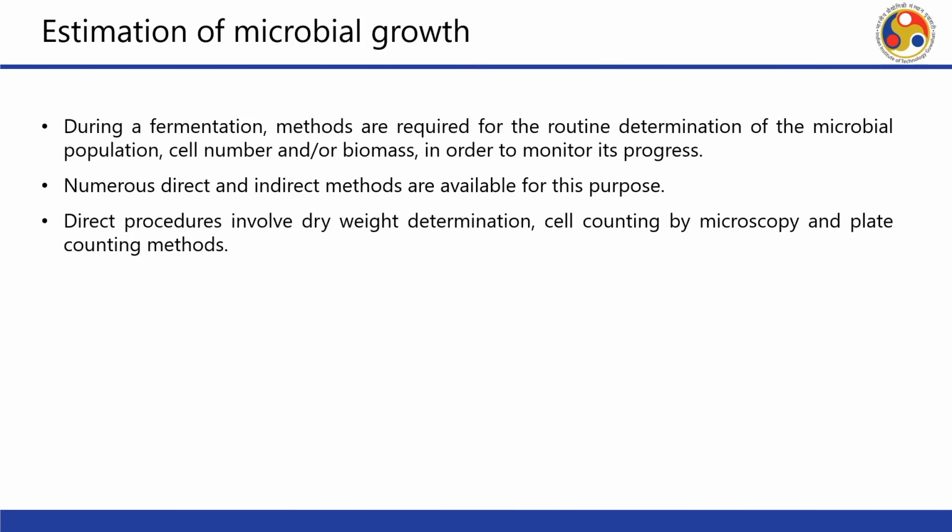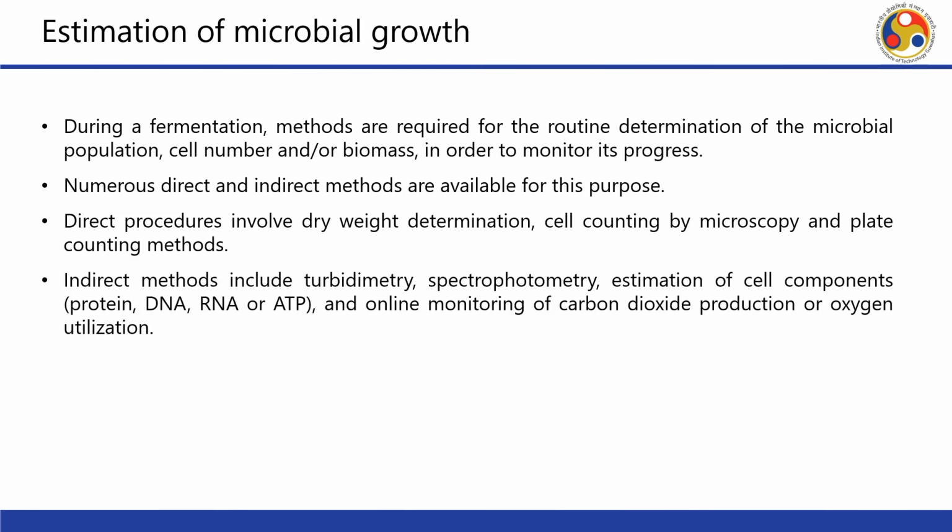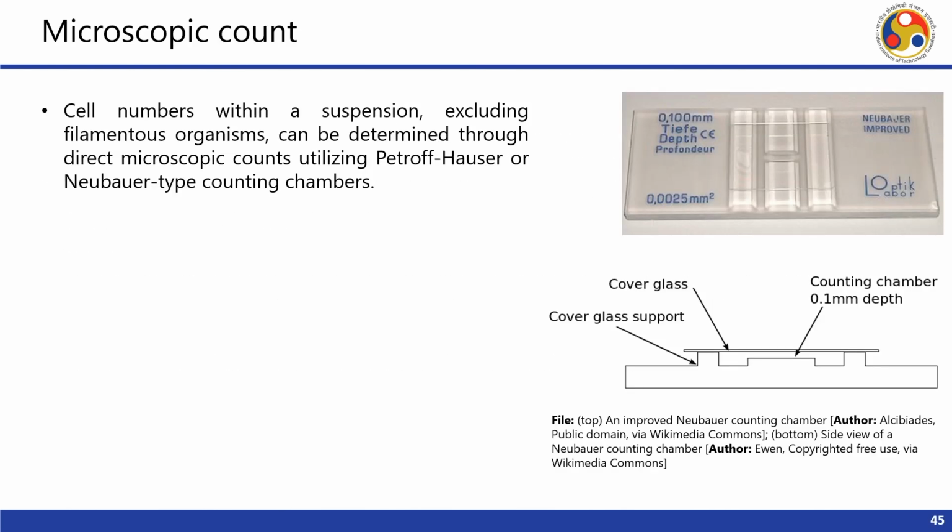Direct procedures involve dry weight determination, cell counting by microscopy and plate counting methods. Indirect methods include turbidometry, spectrophotometry, estimation of cell components like protein, DNA, RNA or ATP, and online monitoring of carbon dioxide production or oxygen utilization. Some methods of estimation will be discussed in next few slides. So, let us start with the microscopic count.